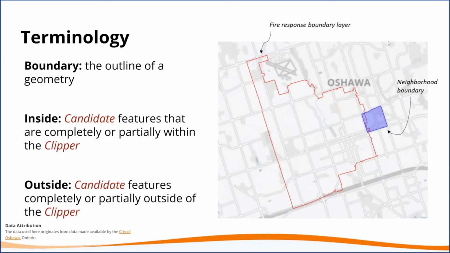When we're talking about boundary, we can think of this like the outline of our geometry. And inside meaning geometries that fall within the clipper feature, and outside meaning geometries that fall outside of the clipper feature. So in this screenshot, if the fire response boundary layer was our clipper feature, this small sliver of the neighborhood boundary would come out of the inside port and the rest would come out the outside port.